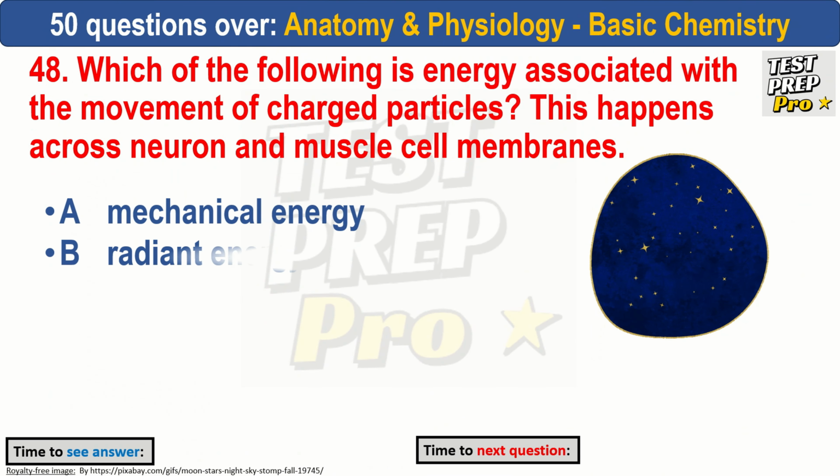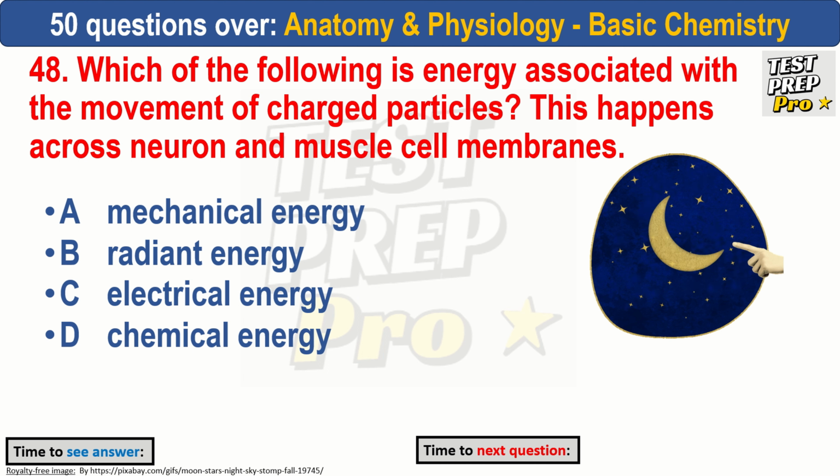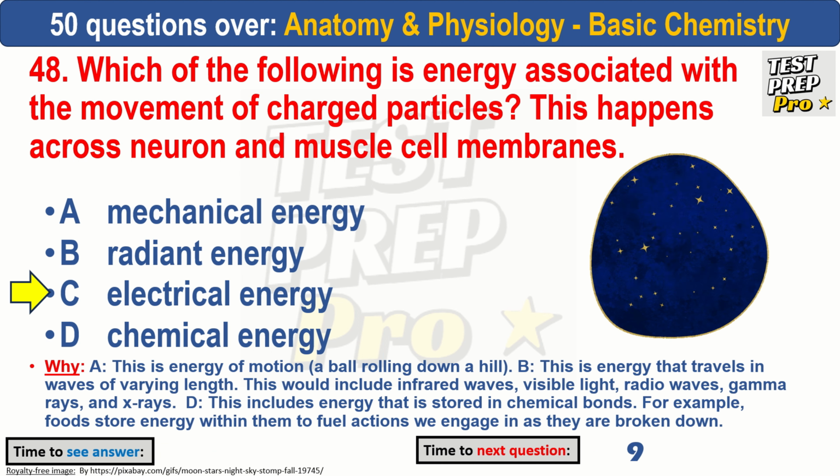Which of the following is energy associated with the movement of charged particles? This happens across neuron and muscle cell membranes. Is it mechanical energy, radiant energy, electrical energy, or chemical energy? Electrical energy. And this is what would happen with neurons having an action potential down their axon as an example of that.